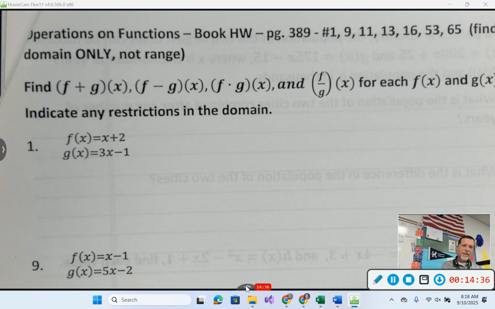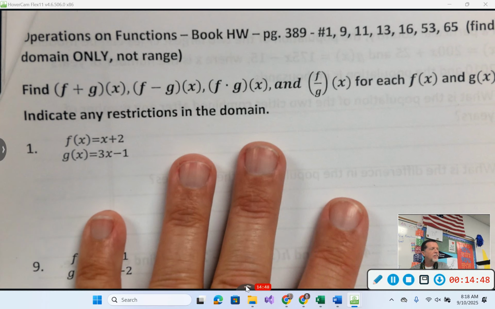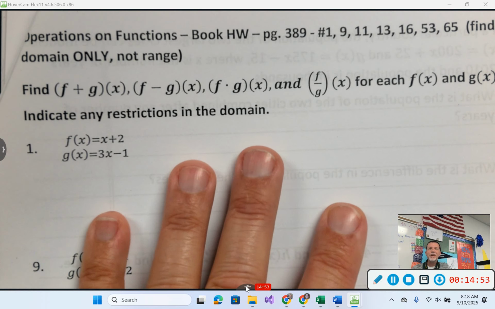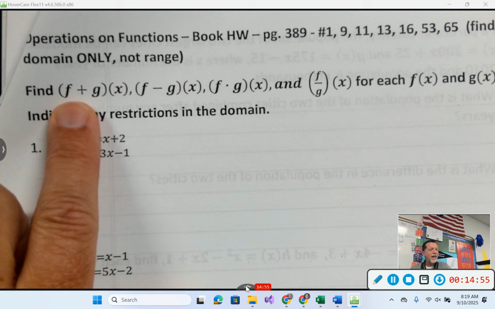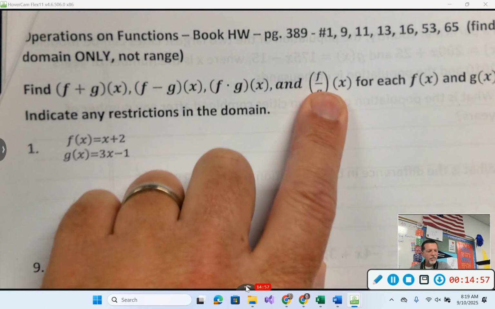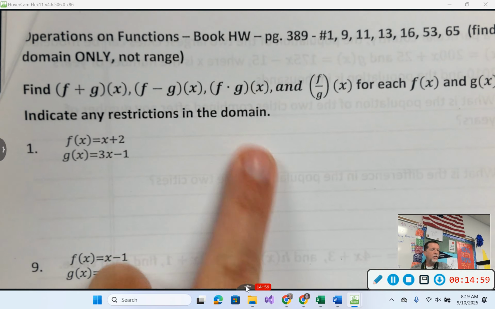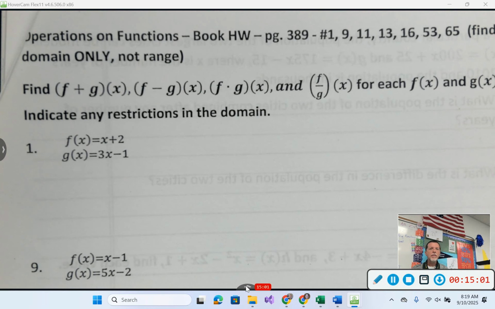Now, this isn't hard, but it's a little more than it looks. This first page looks like there's 4 problems on that page. But really, if you read the directions, how many problems? A lot. 16, right? Because for each one, you have to add, subtract, multiply, and divide, and say its domain for each one.